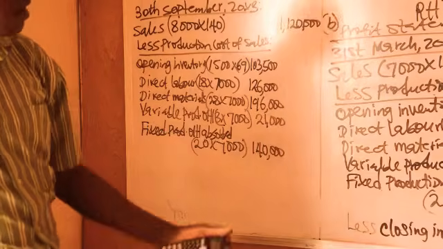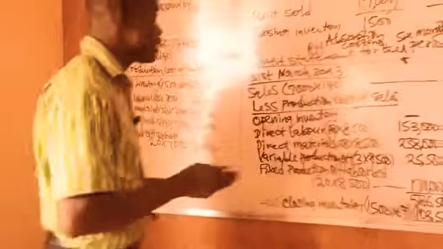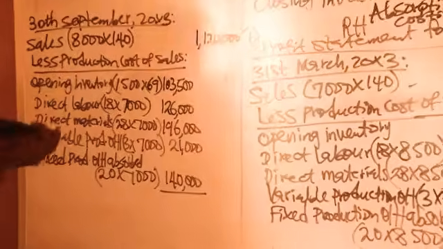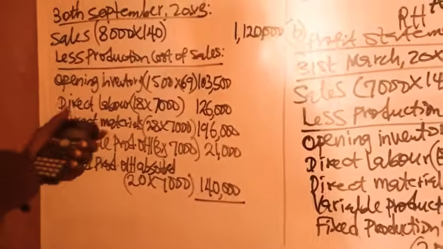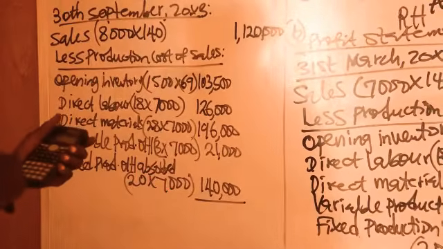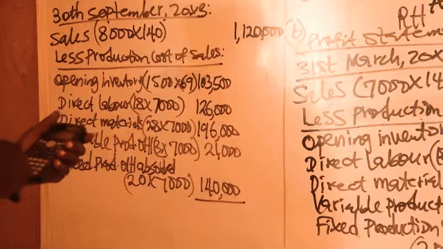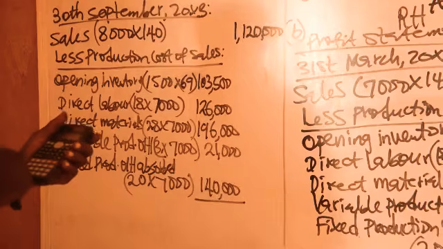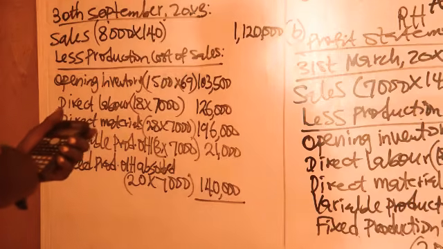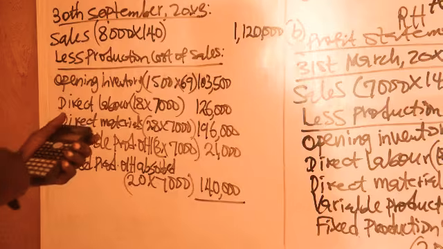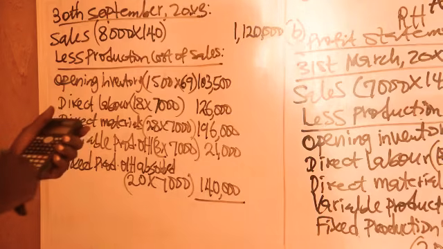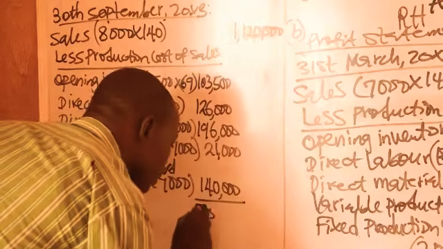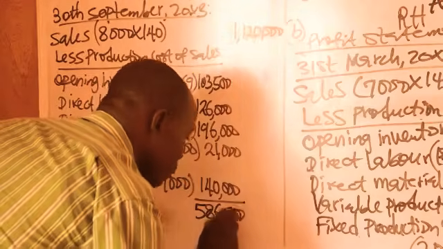Now, the production cost of sales have been considered. Then you sum it up: 140,000 plus 21,000 plus 196,000 plus 126,000 plus 103,500. The total of that is 586,500.